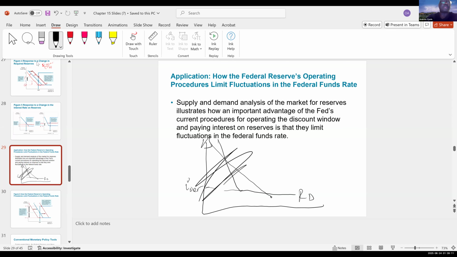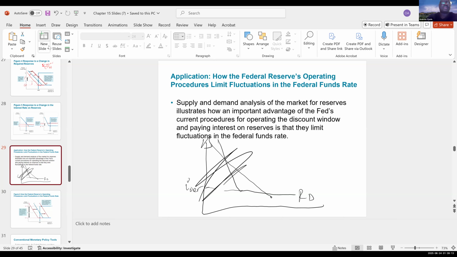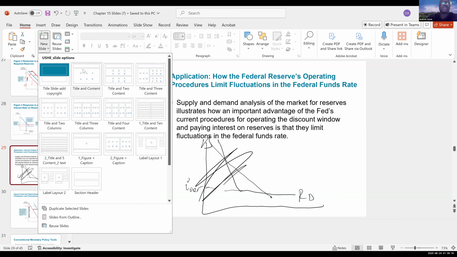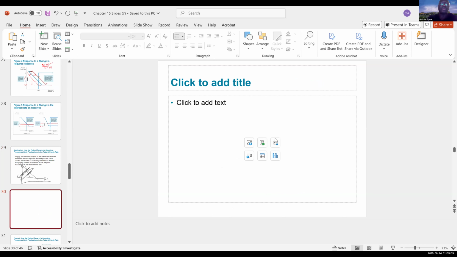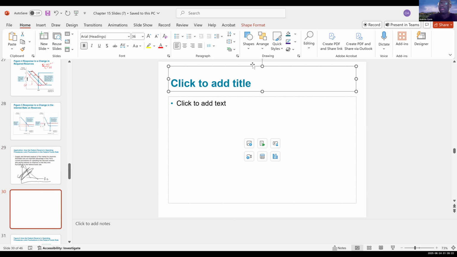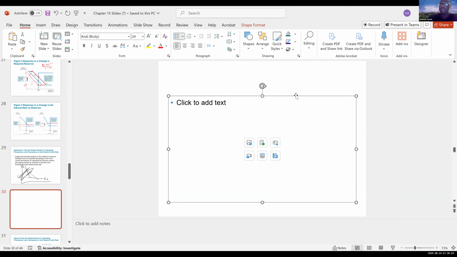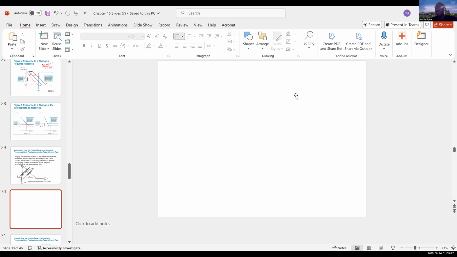So one thing I want to talk about is that the Federal Reserve sets a minimum threshold on interest rates. The demand curve is kinked: it slopes downward, and then it becomes flat. The flat portion of the demand curve establishes the minimum threshold on the interest rate, which is the interest rate on excess reserves. And then the supply curve is vertical, perfectly inelastic, before it becomes perfectly elastic. The flat portion of the supply curve establishes the discount rate.